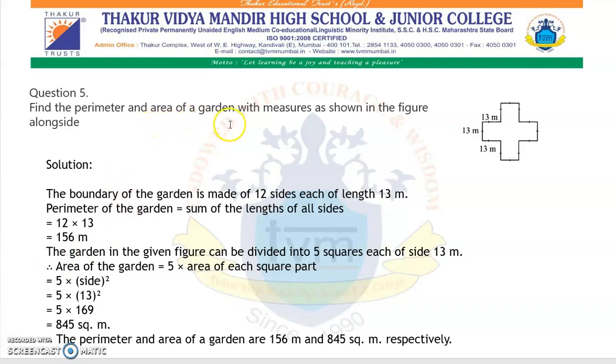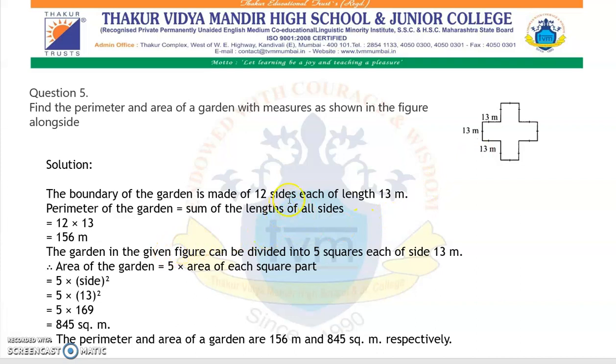Find the perimeter and area of a garden with the measures shown in the figure. See, you can see the figure is given. The boundary of the garden is made of 12 sides. Each side is of length 13 meter. When you are going to count this, these are the sides of the boundary of garden. But when we join inside, you will get 4 more sides. You will join this, we get 4 more sides.